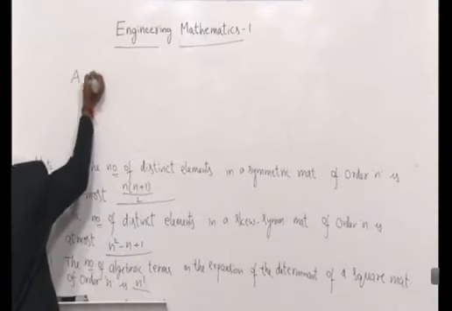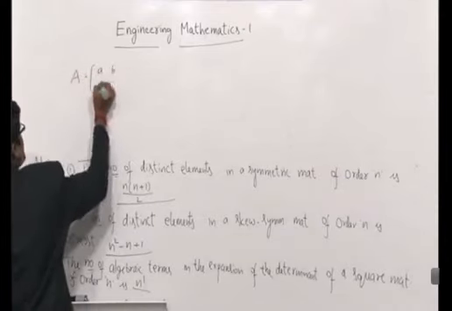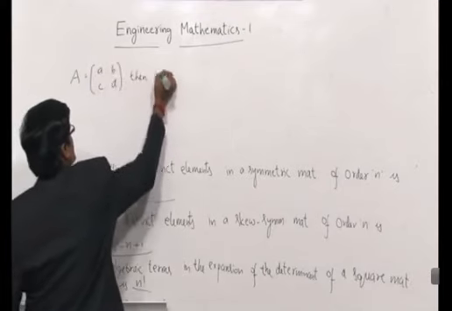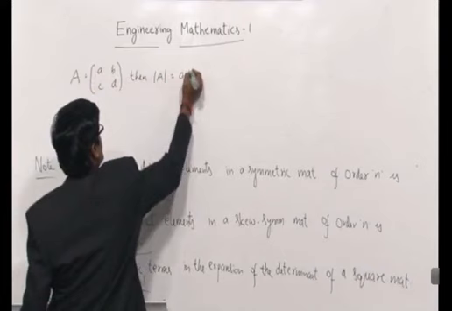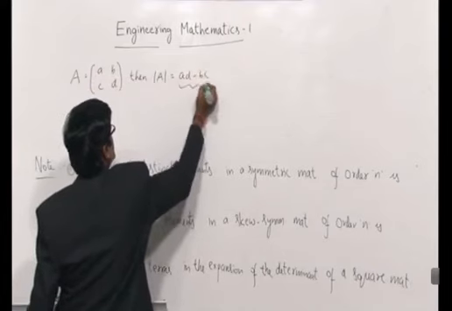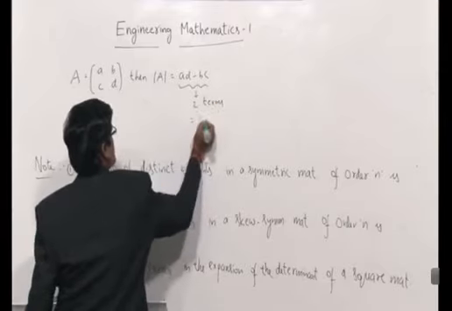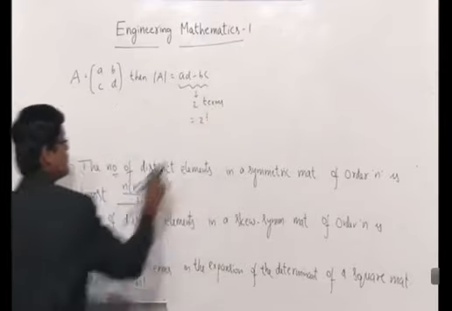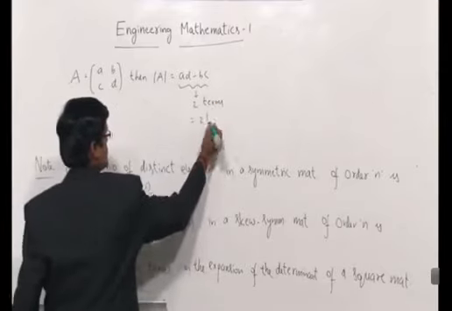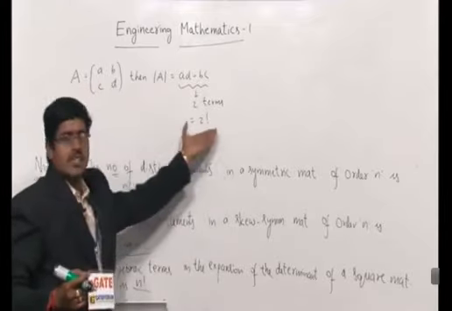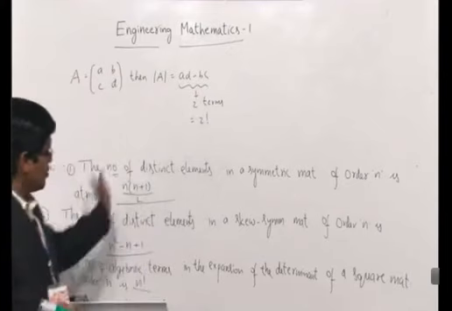A is equal to a, b, c, d. Then the determinant of A is how much? ad minus bc. That gives 2 terms, that is 2 factorial. Similarly, in the 3 by 3 general expansion of the determinant, which gives 6 terms, 3 factorial. Like that. You verify this one.